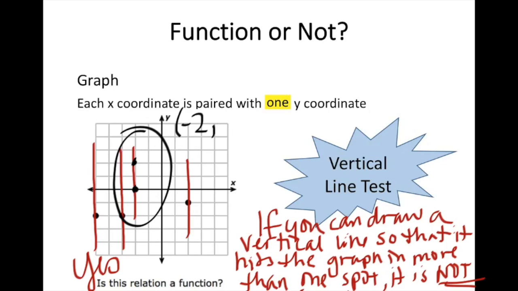Now this test actually does the work for us. It does the work of finding duplicate x values. If I have two points along the same vertical line, that means they have a common x value. So that's why the vertical line test works. Pause, make sure you get that copied down, and let's take a look at one more example.